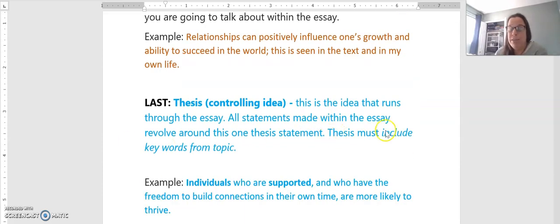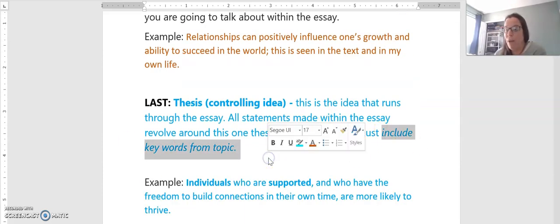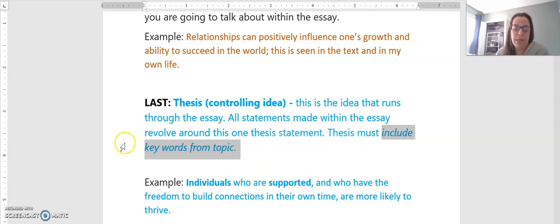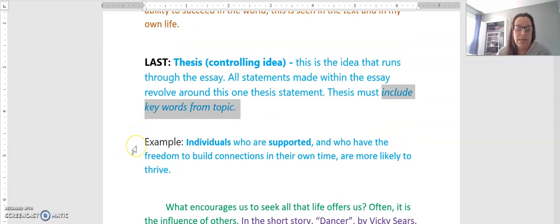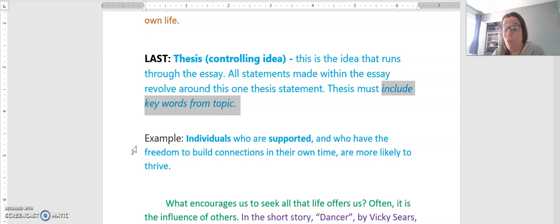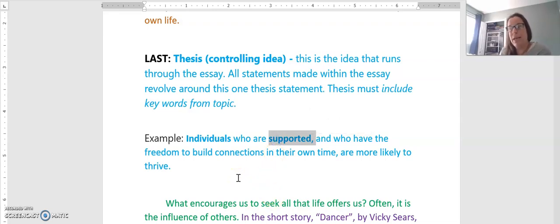You want to make sure your thesis includes keywords from the topic. So, influence, individuals. An example of a thesis here is, individuals who are supported and who have the freedom to build connections in their own time are more likely to thrive. So I have the word individuals here. I also have a synonym of the word influence. In this case, I'm talking about being supported. I know that when I talk about Clarissa later on, I can talk about how she's supported and how she's able to thrive. And in my personal example, I'm going to do that as well.